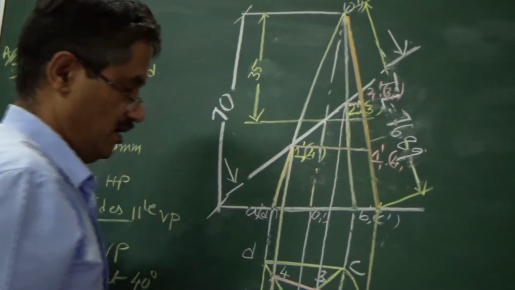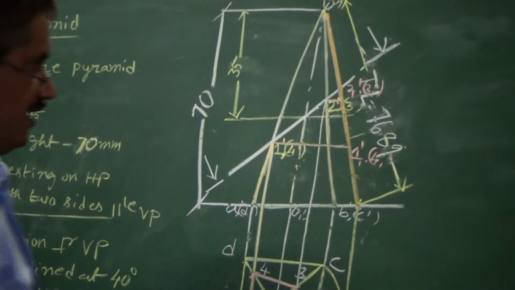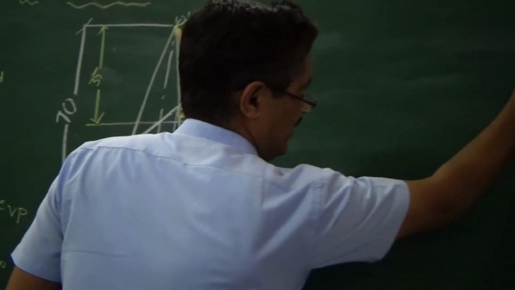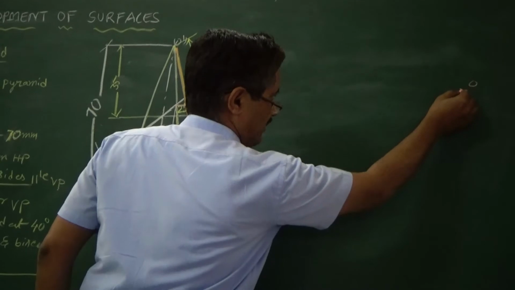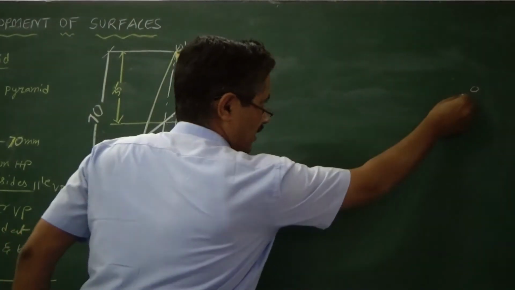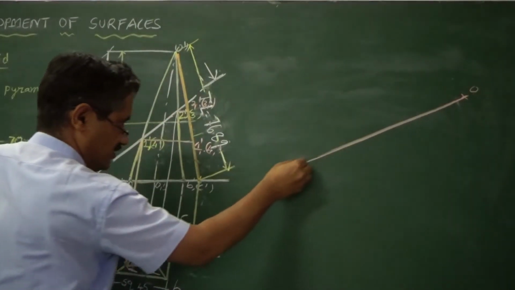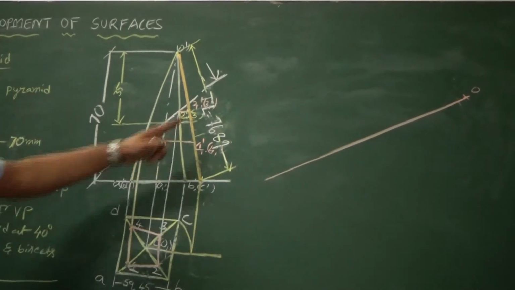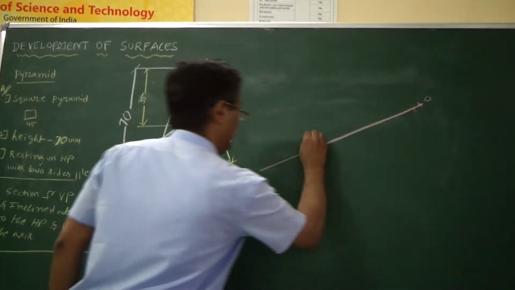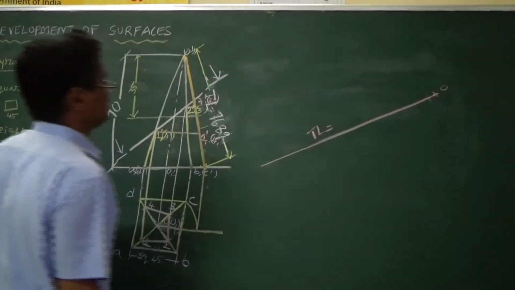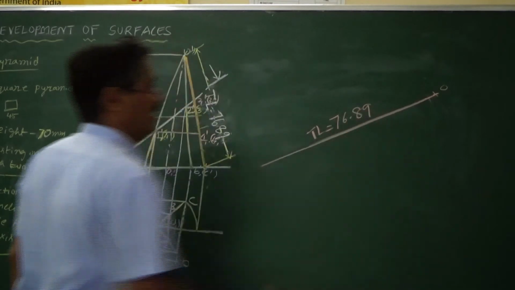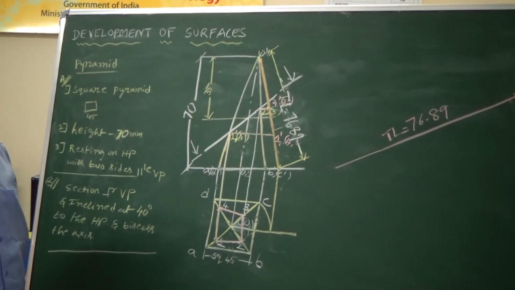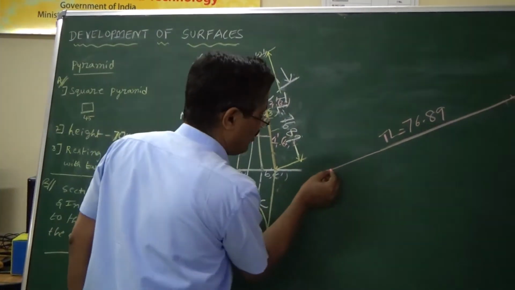So now we will be starting the development part. In this pyramid, we can select arbitrarily a point, so that represents your O. And you will be drawing a line in the radial line method, just drawing a line equal to the length of the true length. In our case now TL is 76.89. So we have to draw that much length here and draw an arc here.